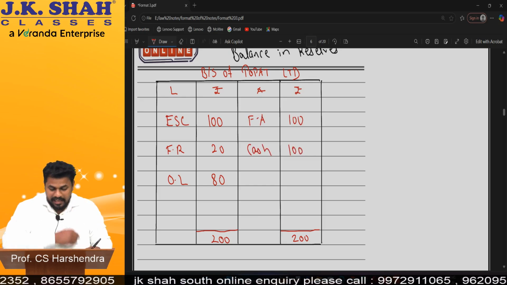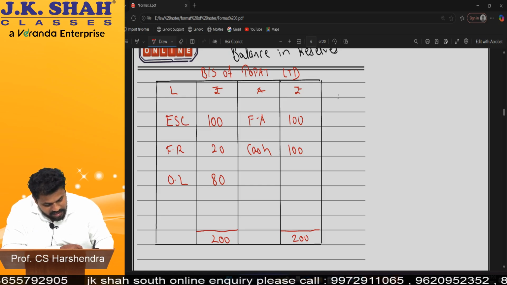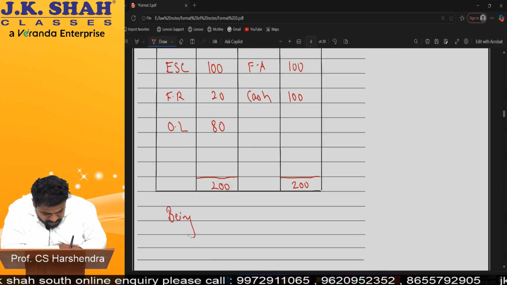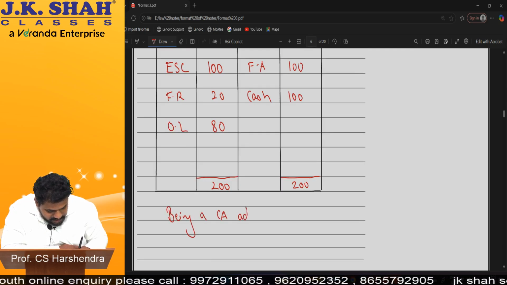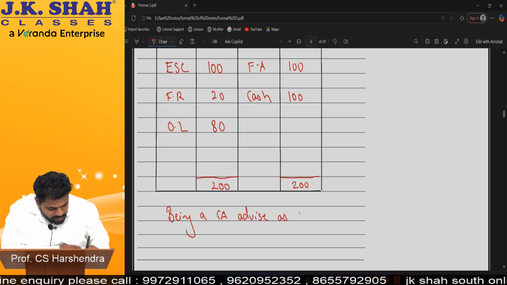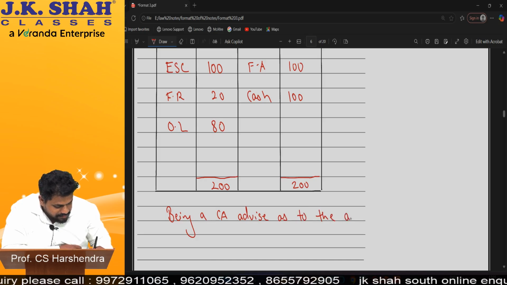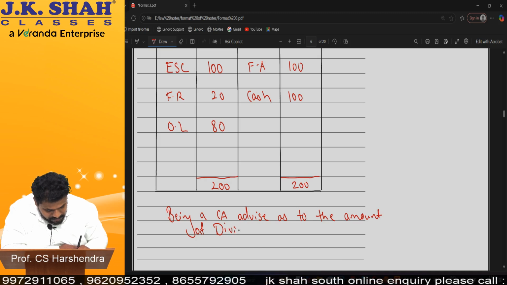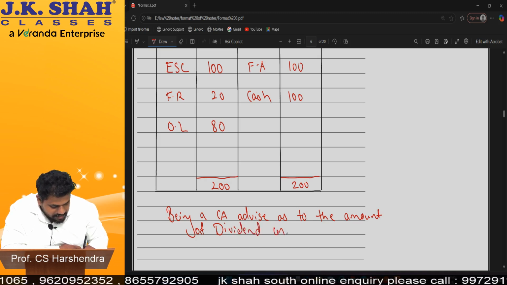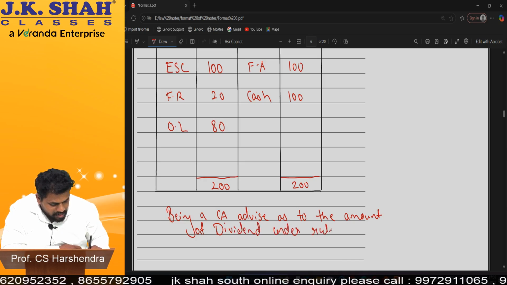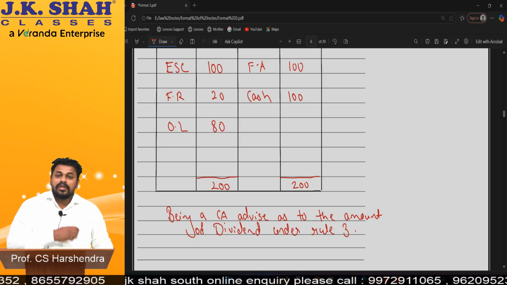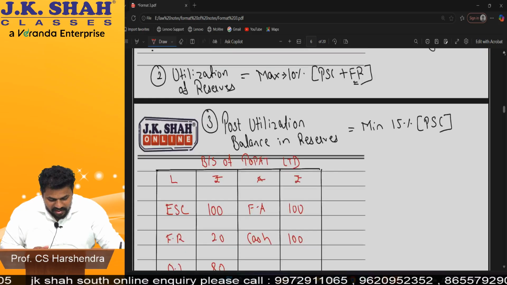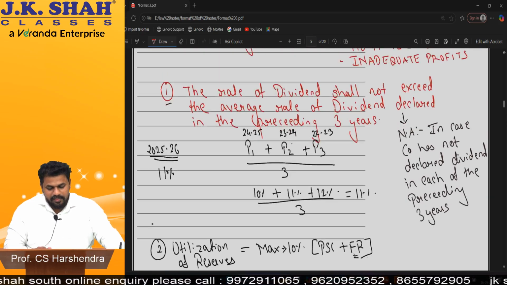Okay, now guys, what is the question? The question is, being a CA, advise as to the amount of dividend under rule 3. Under rule 3 means what, beta? Under rule 3, that means it is no profit or inadequate profit. Now we have to see the 3 restrictions and tell what is the amount that can be utilized for dividend.